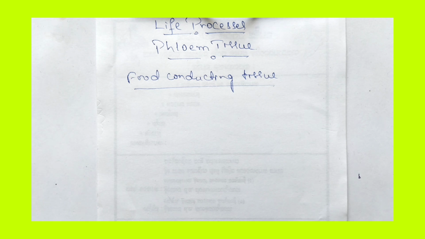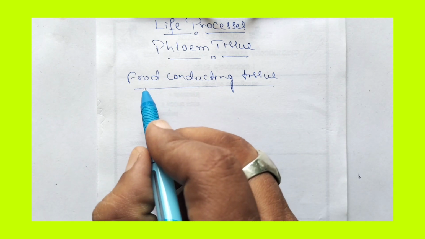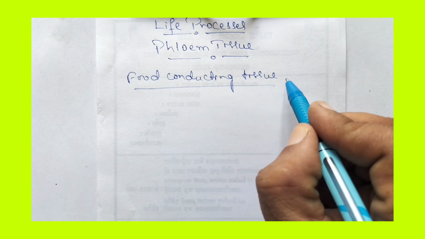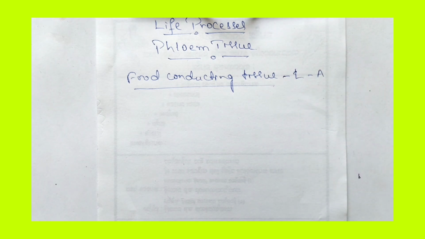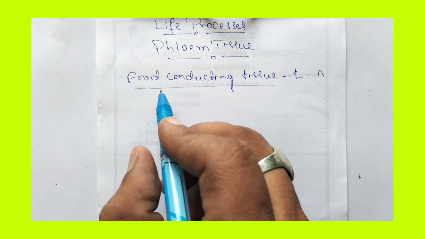So we call phloem a food conducting tissue because phloem transports food from leaves to all the parts of the plant body. Therefore it is called food conducting tissue.